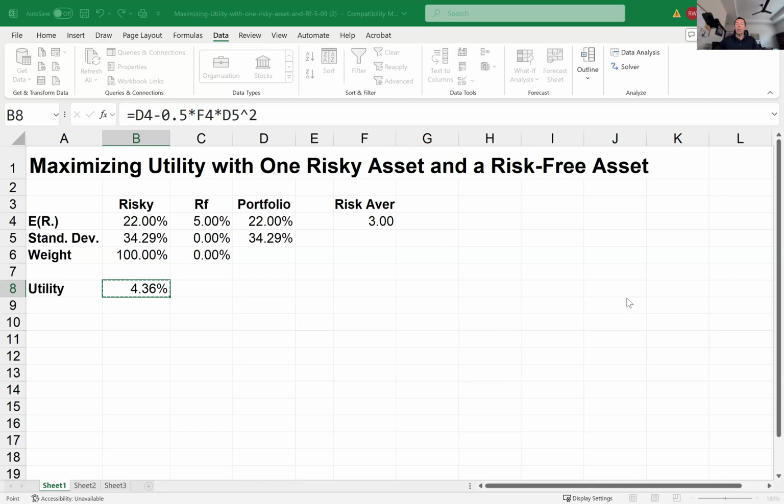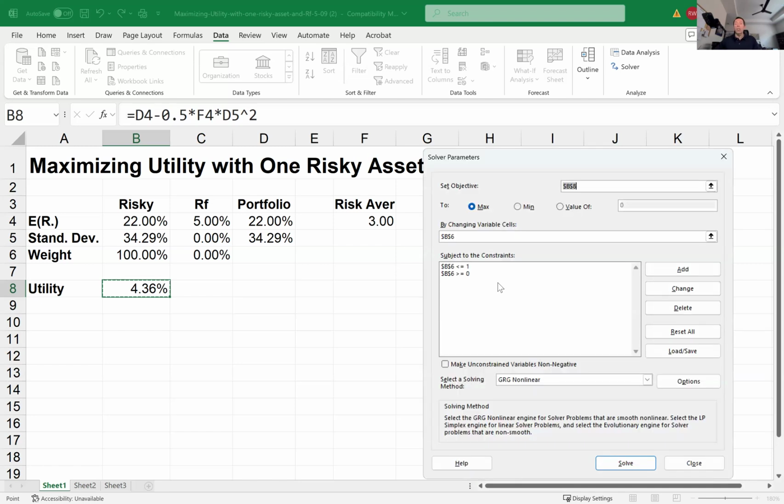Now we know that this is a non-binding constraint. Okay, these are both non-binding constraints. We know what the answer is going to be already because we got it in the class notes. So it's going to be between 0 and 1. But this is how you would put that in as a constraint. So now we want Solver to find for us the optimal weight on the risky asset, which will then also tell us the optimal weight on the risk-free asset in order to maximize our utility.